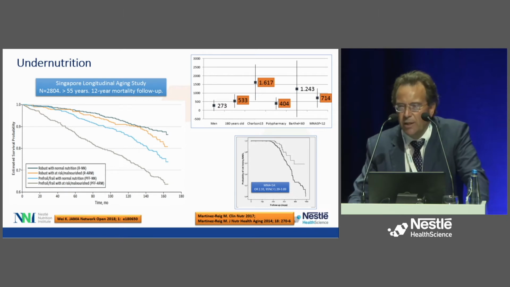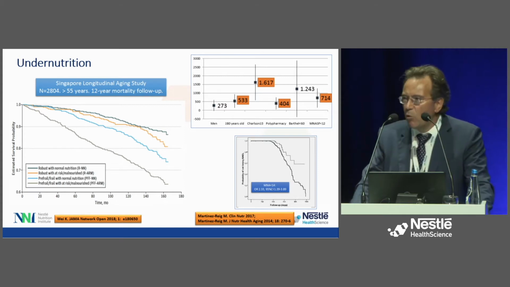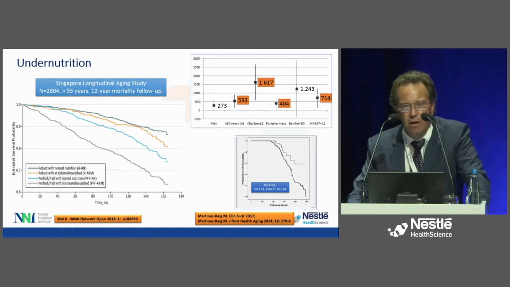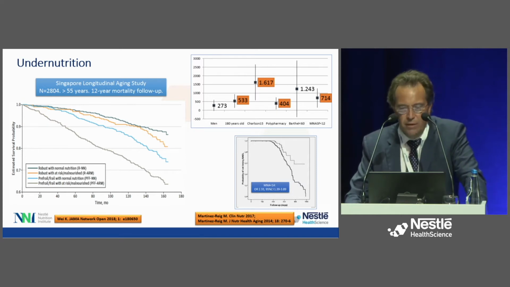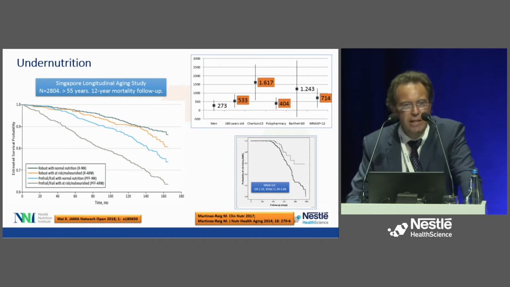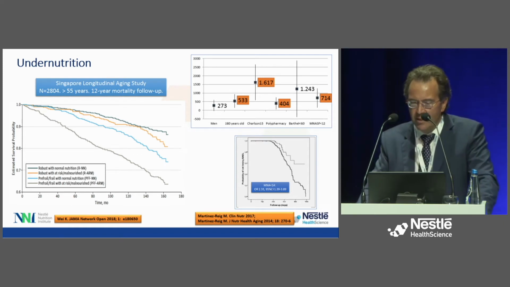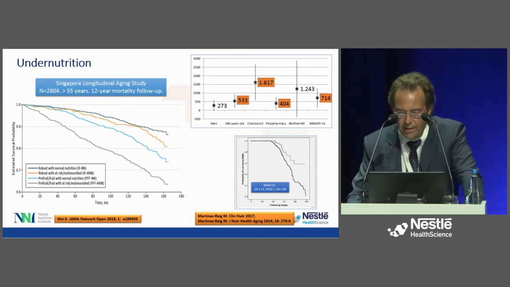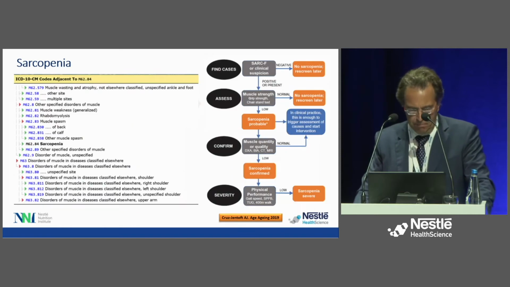And in the upper panel, you can see how those that are at risk of malnutrition, with MNA short form lower than 12, have increased healthcare hospital costs per year. They cost every year 700 euros more than those that have no problems with nutrition. And this was adjusted by age, sex, comorbidity, polypharmacy, and also disability.